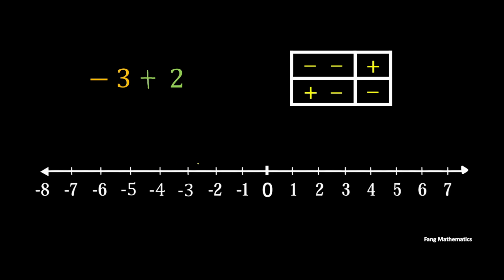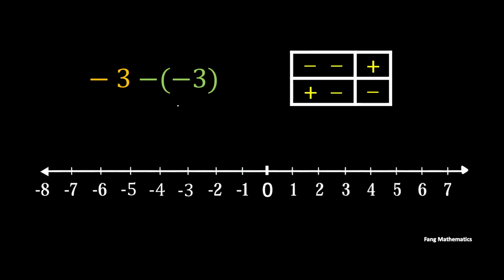As usual, the first number, minus 3, is your starting position, and the plus sign, you are to move towards the right for 2 units. So 1 unit and 2 units. You ultimately land on minus 1. So minus 1 should be your final solution.